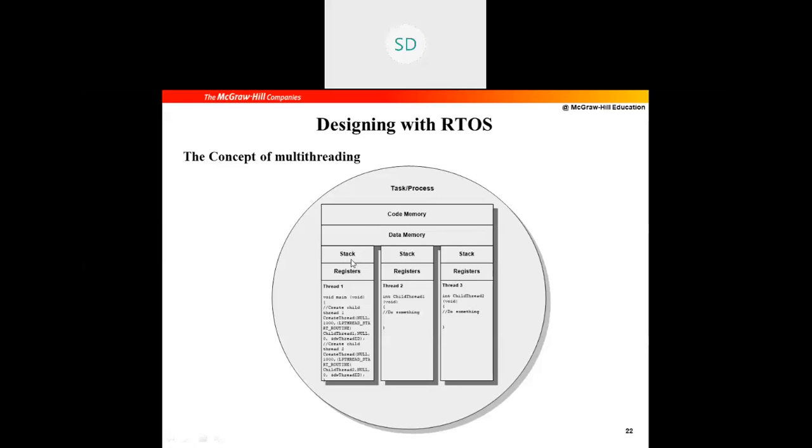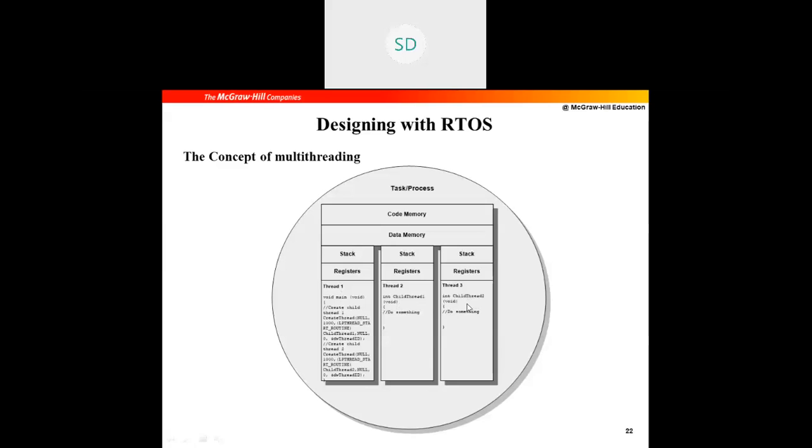Therefore, whenever a thread is created, out of that memory itself, the code as well as data will be shared commonly, but the stack will be divided among the various threads. The stack memory available for that entire process will be divided into various threads, and the working registers will also be divided. Along with that, the program of that thread, say thread 1, thread 2, thread 3.